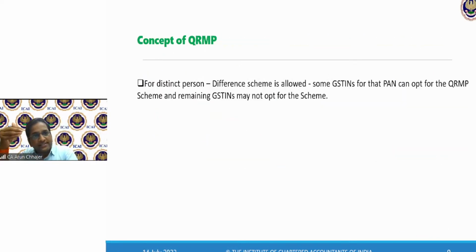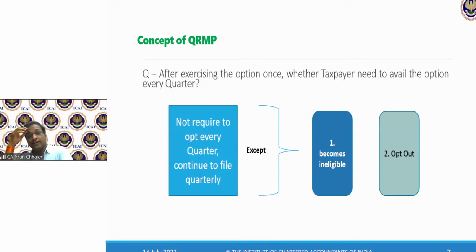Now, what is the concept of QRMP for distinct persons? If I ask the question from your basic understanding, give me the answer. I have 3 registrations. Aggregate turnover is below 5 crore. So accordingly, I am eligible for QRMP. My question to all of you is, can I opt for a different scheme for the different registrations under the same PAN? It means, can I go Rajasthan for monthly, Haryana for quarterly QRMP, Maharashtra for monthly, and for another state again QRMP? Can I opt different or no?